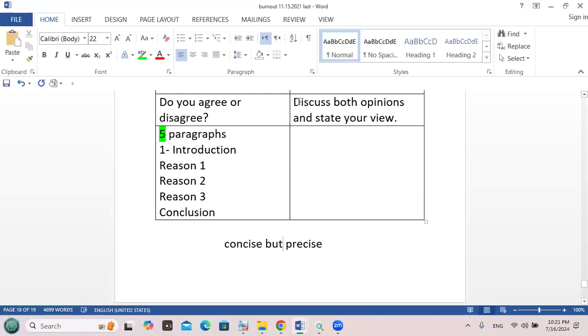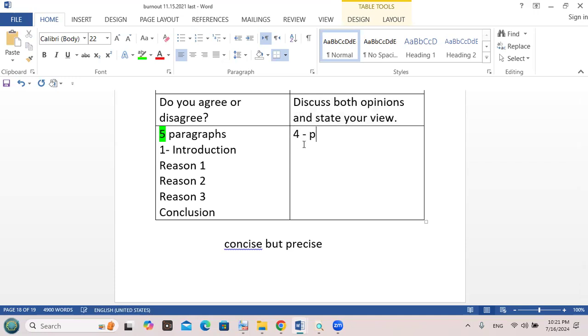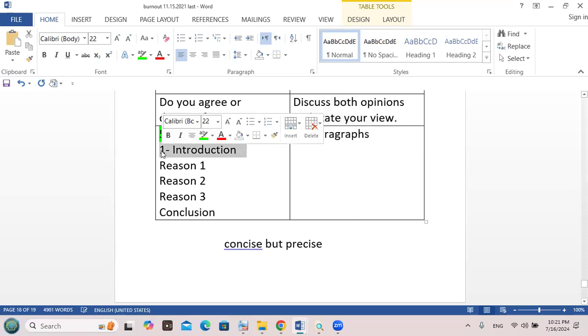And today, since the one I sent you was a balanced essay, I will speak about this one in detail. So here we have 4 paragraphs, only 4 paragraphs. It's better to have just 4 paragraphs. So number 1, again, is the introduction. It's the same as this one. You can use the same introduction, no problem.